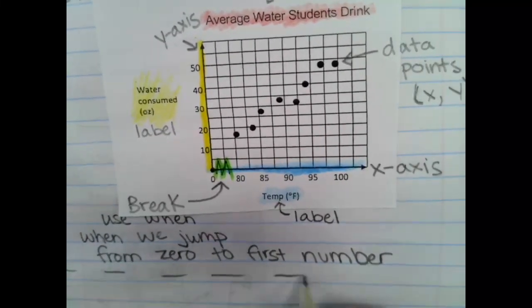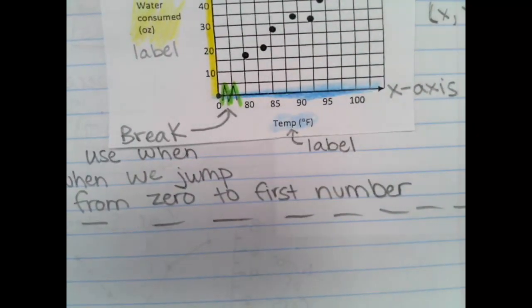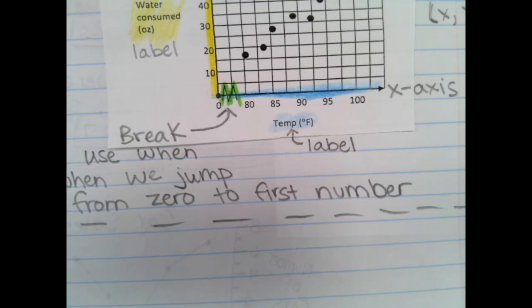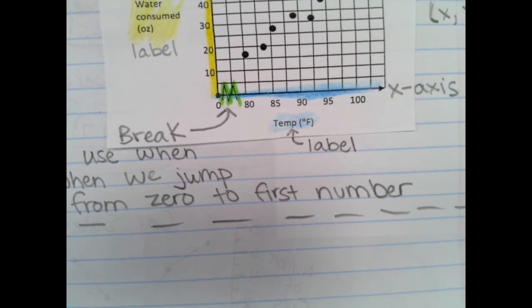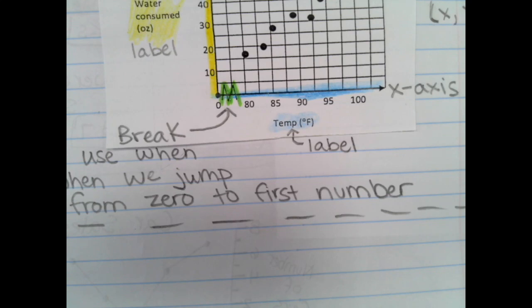So if we have a really big first number, like if the first number didn't start until 1,000, but then after 1,000 we should maybe count by 10s or by 50s, then we use that break. Alright, so when we jump from 0 to the first number, we use that break.